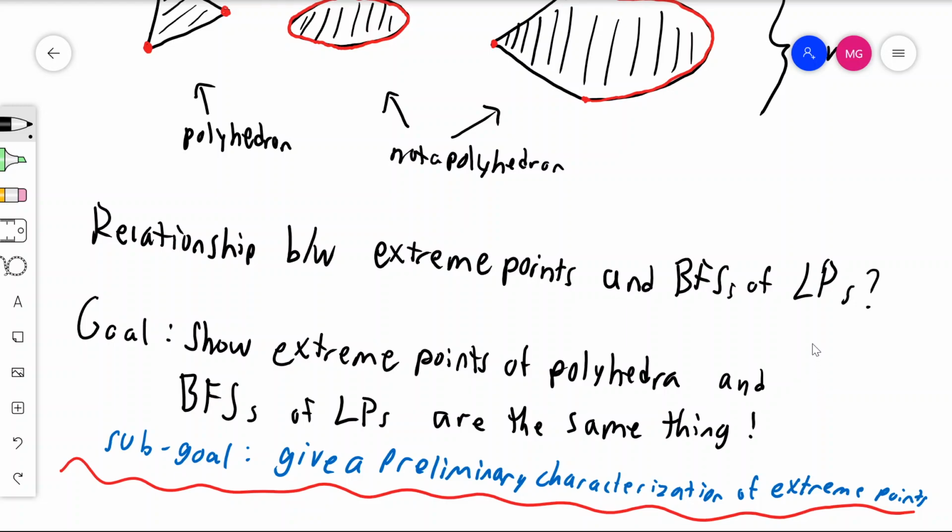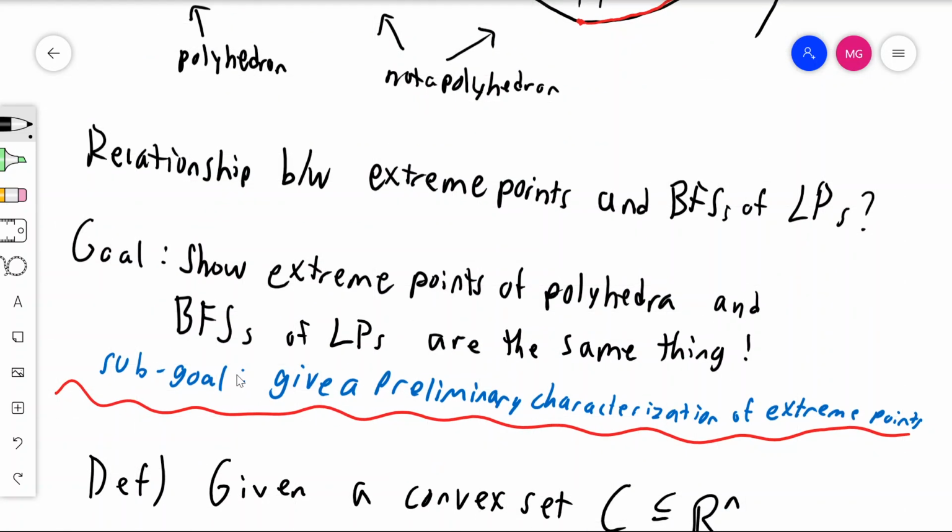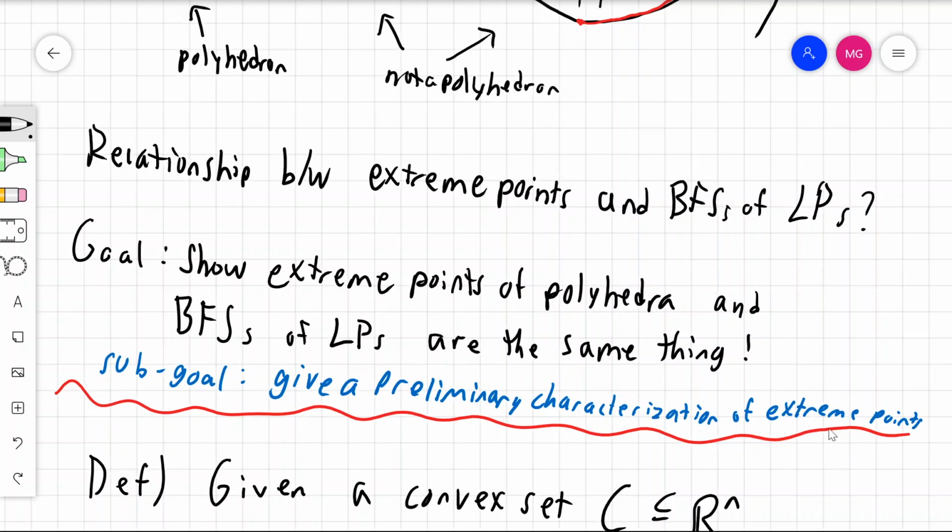But in this video, we're going to have a more modest sub-goal, which is to give a preliminary characterization of extreme points. So we're going to develop a test for whether a point is extreme or not, besides whether it meets the definition. A test for it, and that'll characterize what points are and are not extreme, so that we can establish this relationship between extreme points and basic feasible solutions. And so, this characterization will be in this video, and this will be in terms of tight constraints, which is why we did a video on tight constraints first.